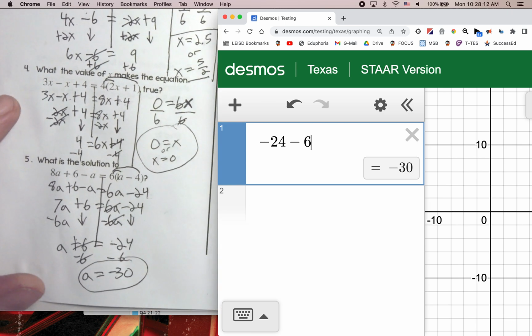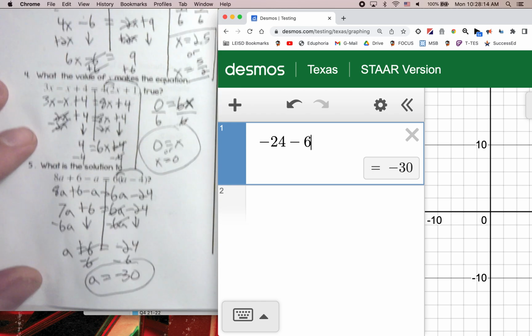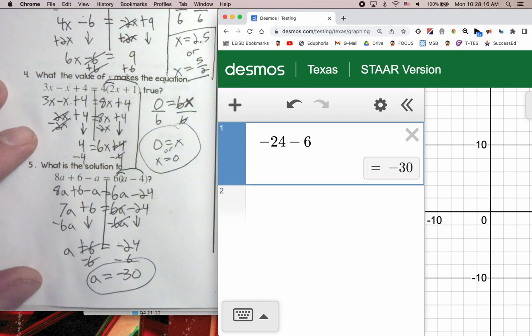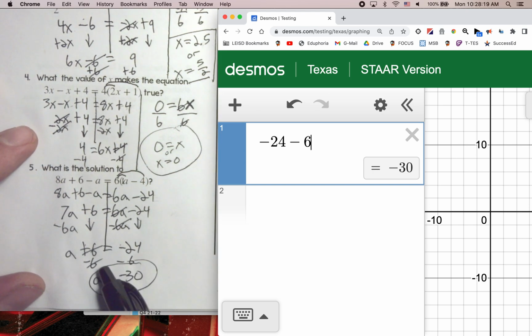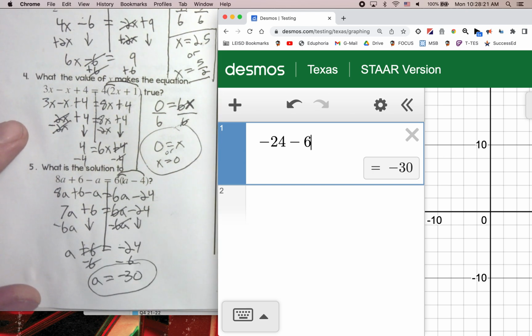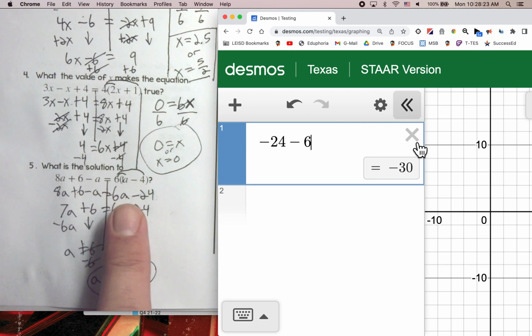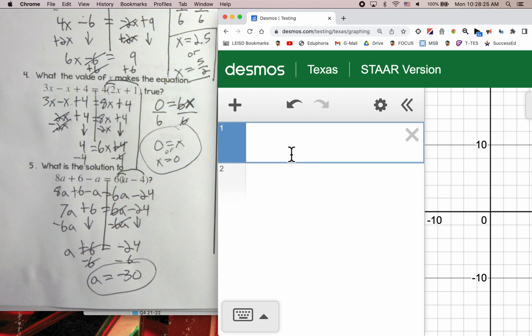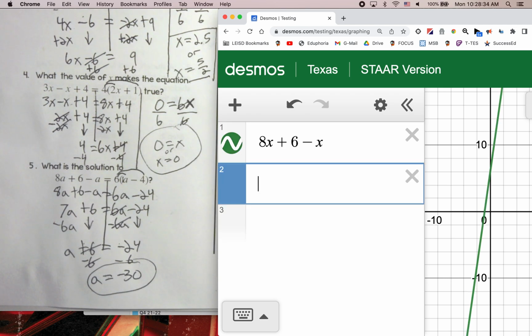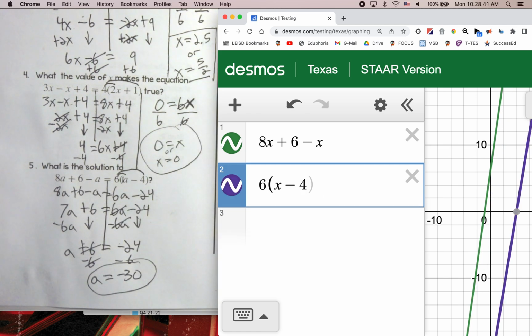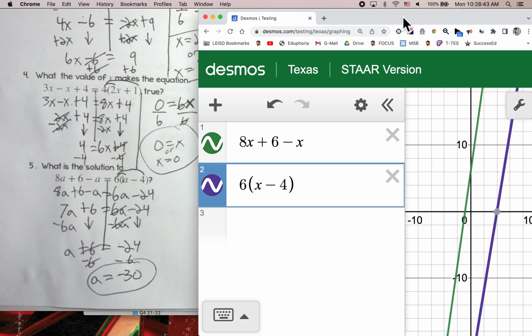If I was going to check this, guys, I could do one of two things. I could plug negative 30 in for my variable, or I could graph the left side and the right side and see where they cross. Let me show you. If I'm going to graph it, I'm going to change that variable a into an x. So I'll type 8x plus 6 minus x. Enter. Then I'll type 6 parentheses x minus 4, close parentheses.